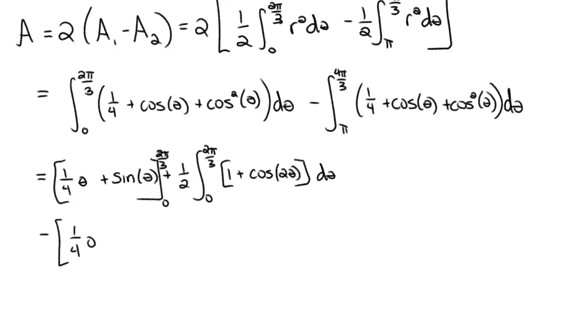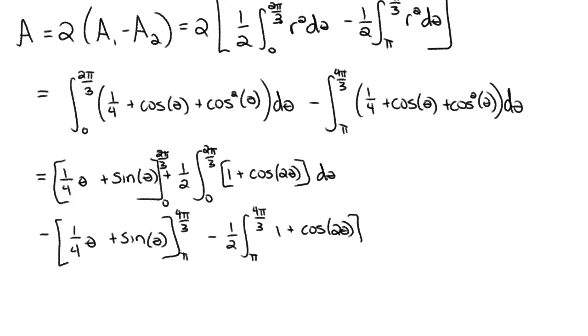And we're going to lose 1/4 theta plus sine of theta. That is going to be evaluated from pi to 4 pi over 3. And we're also going to lose 1/2 from pi to 4 pi over 3 of 1 plus the cosine of the double angle. A little bit of work in there, right? Not too bad though.